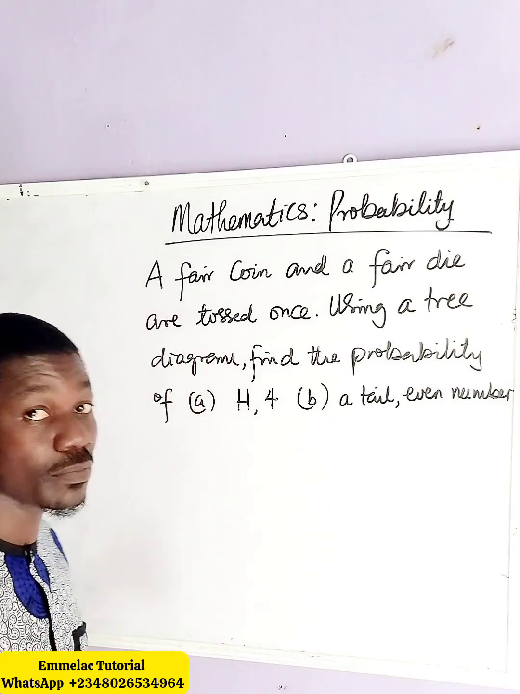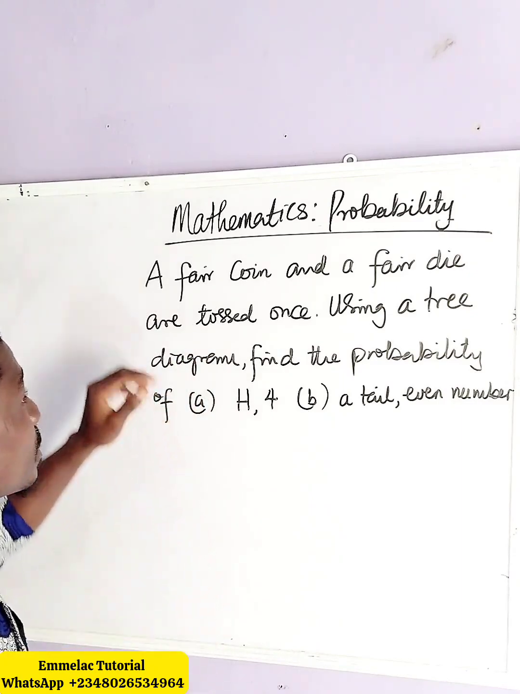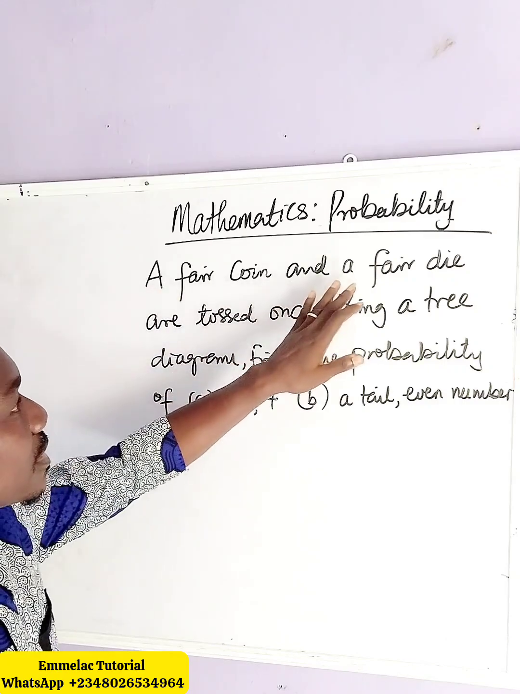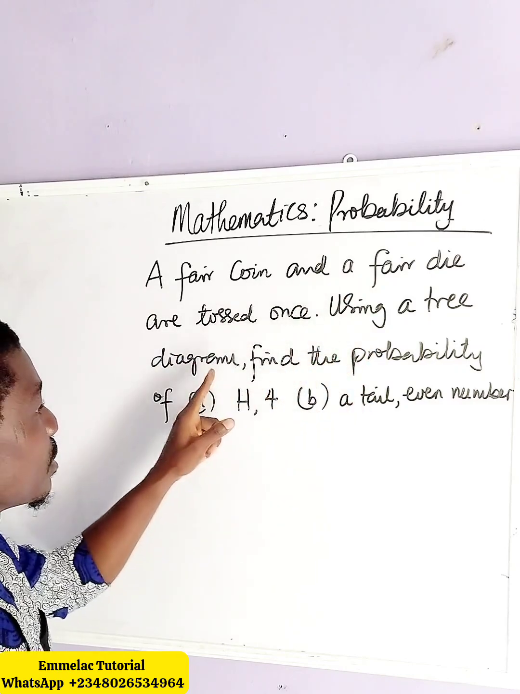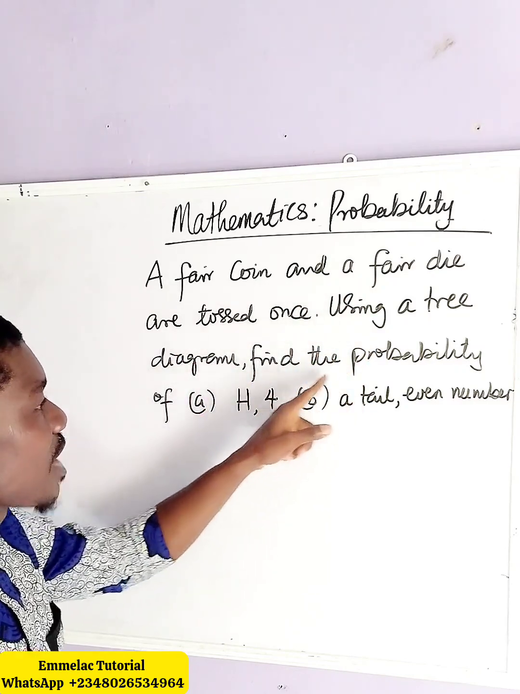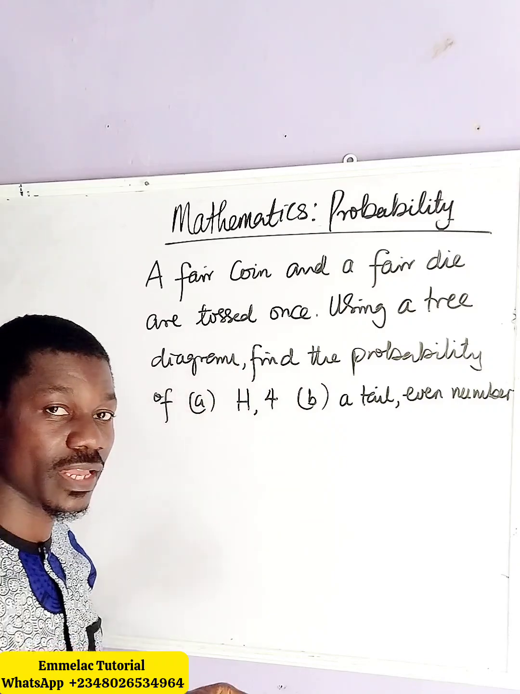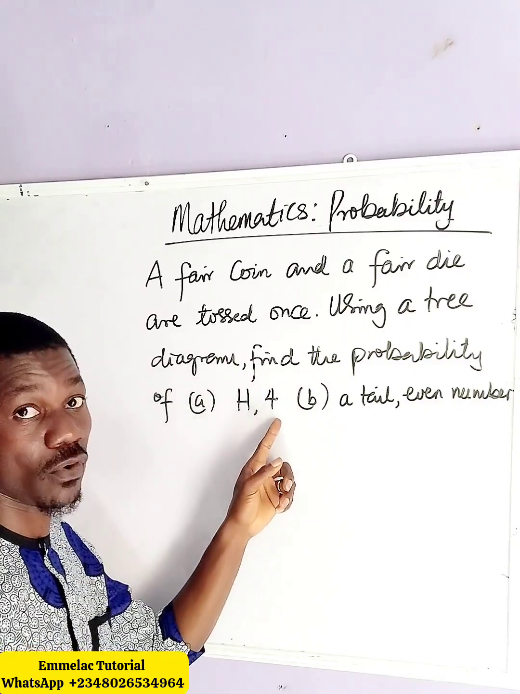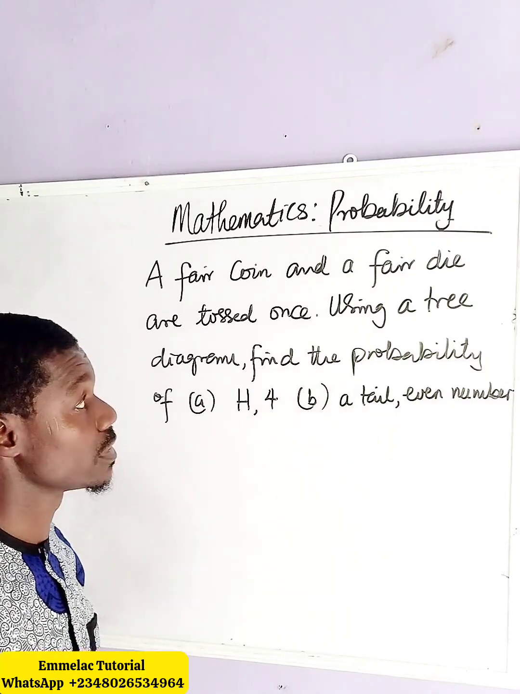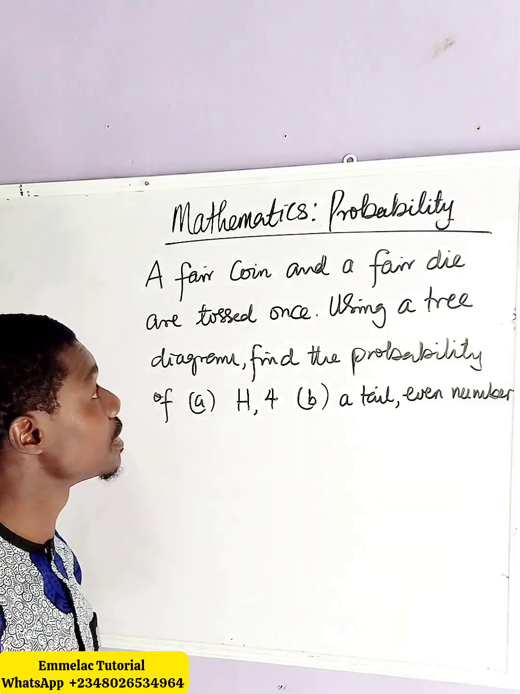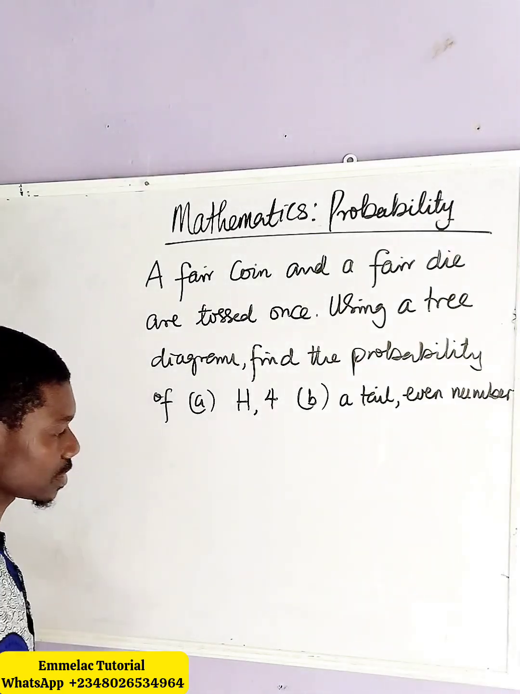Now, this question under the probability says a fair coin and a fair die are tossed once. Using a tree diagram, find the probability of head and 4, a tail and an even number. Okay, now since it is a tree diagram, now let's start.